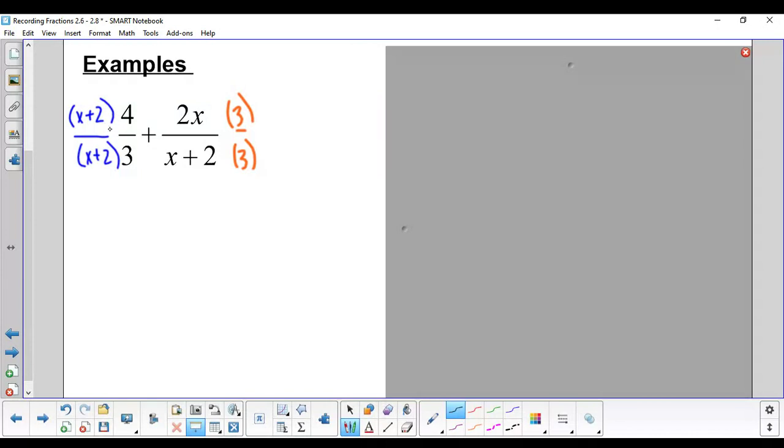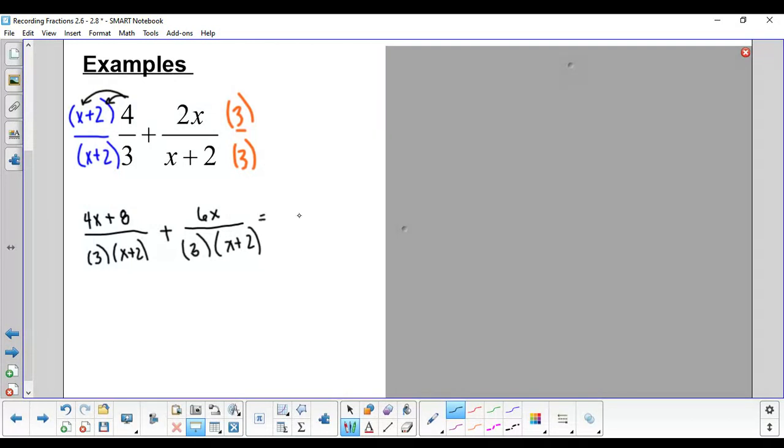So multiplying the first fraction, I get on the top 4x plus 8. 4 times x and 4 times 2. The denominator of this fraction, I'm going to leave it in factored form, 3 times x plus 2. Next, I'm going to multiply the top and the bottom of the second fraction. 2x times 3 is 6x. And on the bottom, again, I'm going to leave it in factored form, 3 times x plus 2.